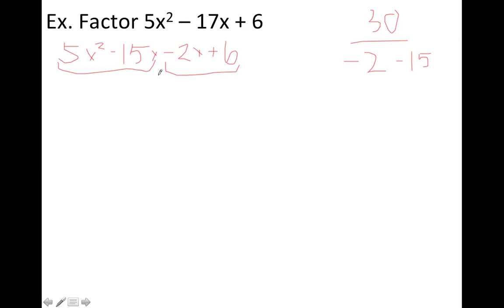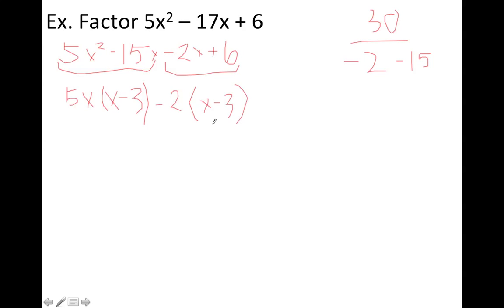Then you look at your first group. You look to find the greatest common factor. So what number divides 5 and 15 and gets an even number, which would be 5. And then they both have an x, so we'll have an x. And then we're left with x minus 3 inside our parentheses. Next, look at our group here, negative 2x and plus 6. We can take out a negative 2. And we're left with x minus 3 in our parentheses after we take out our greatest common factor.